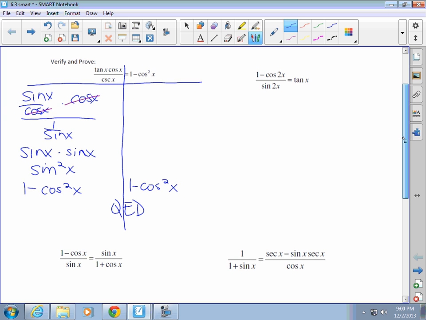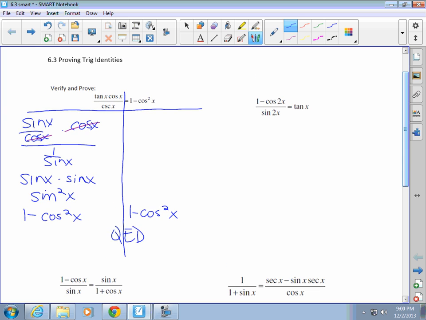Okay, the next one: 1 minus cos 2x divided by sine 2x is equal to tangent x. Well, tangent x on the right side, I know I could say that's equal to sine over cosine, but that's about all I can do with it. So that means I'm going to have to do some manipulating on that left side of the equation.